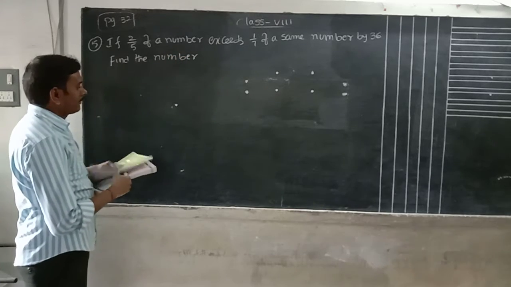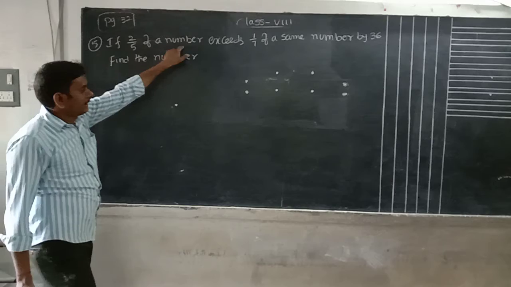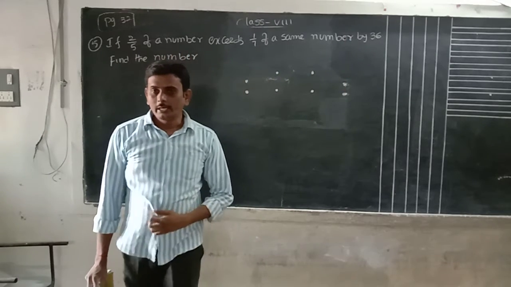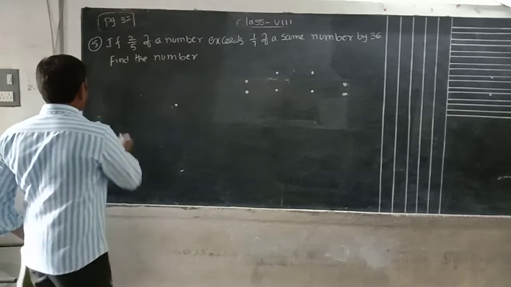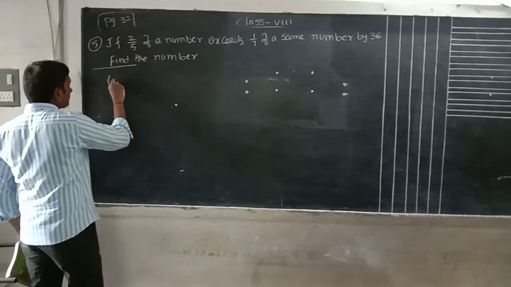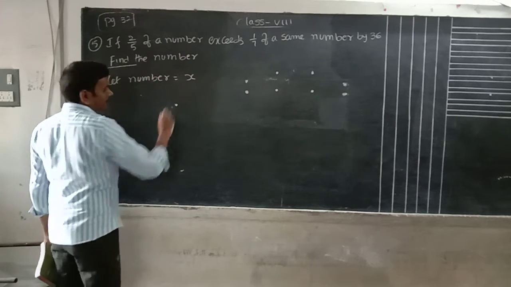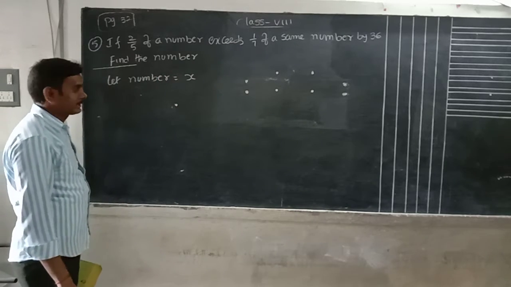Okay, what is the question here? If 2 by 5 of a number exceeds 1 by 7 of the same number by 36. Okay, I take here one number. We don't know that number. Let the number equal x.